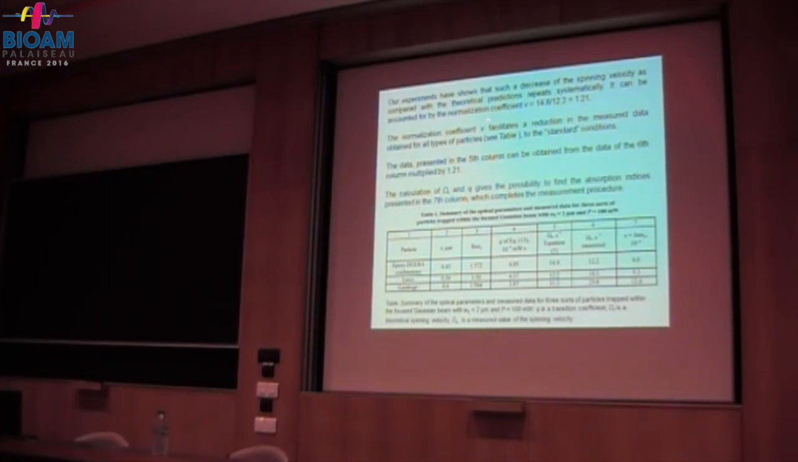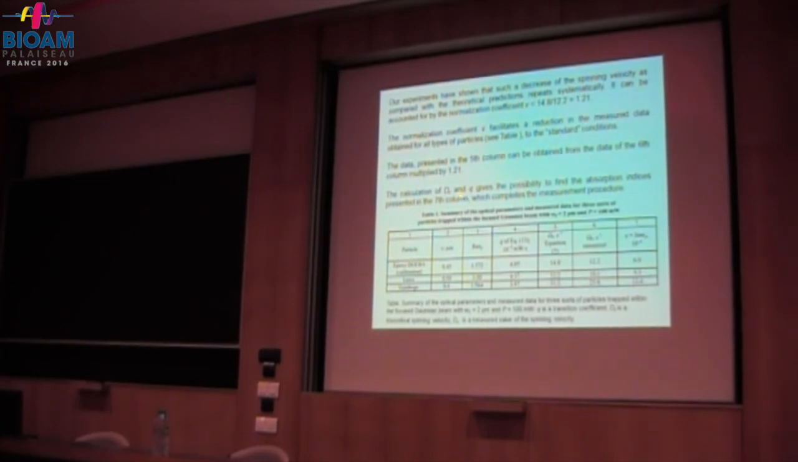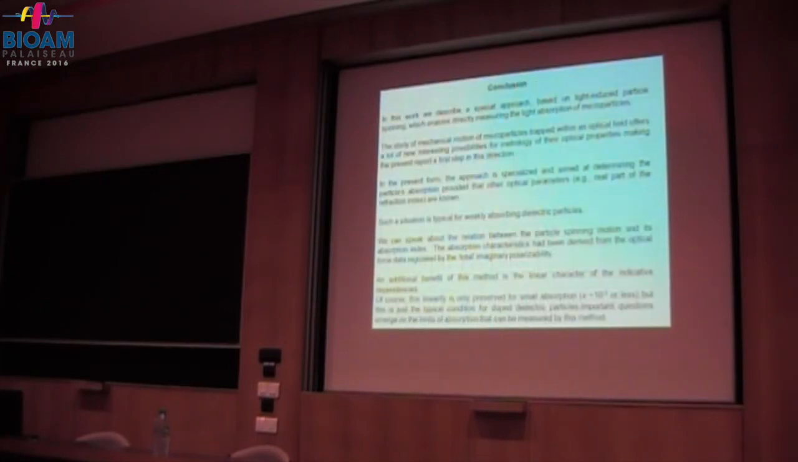This coefficient facilitates a reduction of the measured data obtained for all types of particles to the standard condition. The data presented in the fifth column can be obtained from the data presented in the sixth column, measured, by multiplication by 1.21. The calculation of omega and Q gives the possibility to find the absorption indexes presented in the seventh column, which completes the measuring procedure. Let's start with the conclusion.